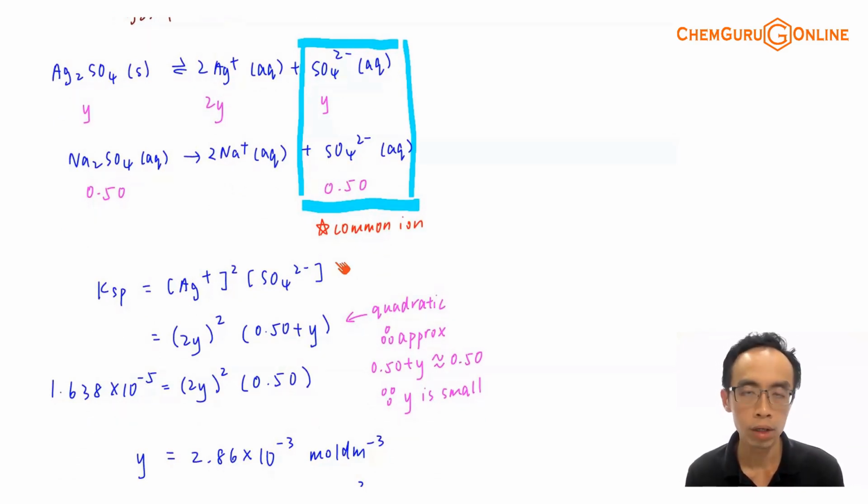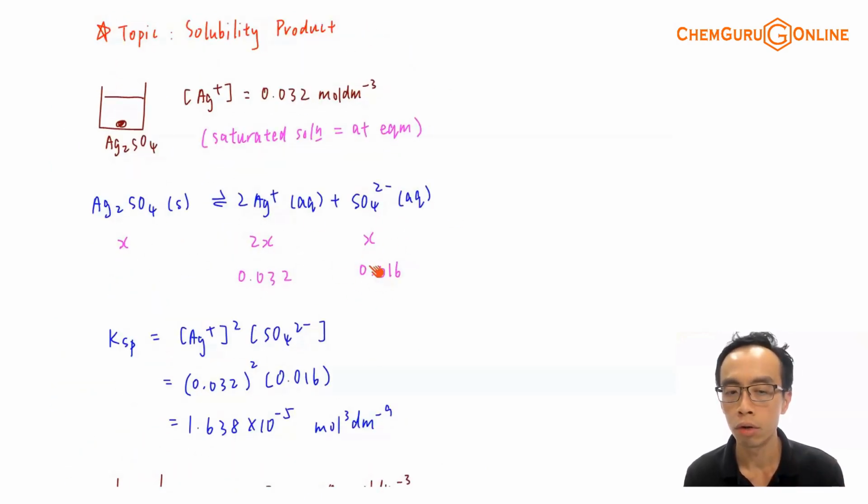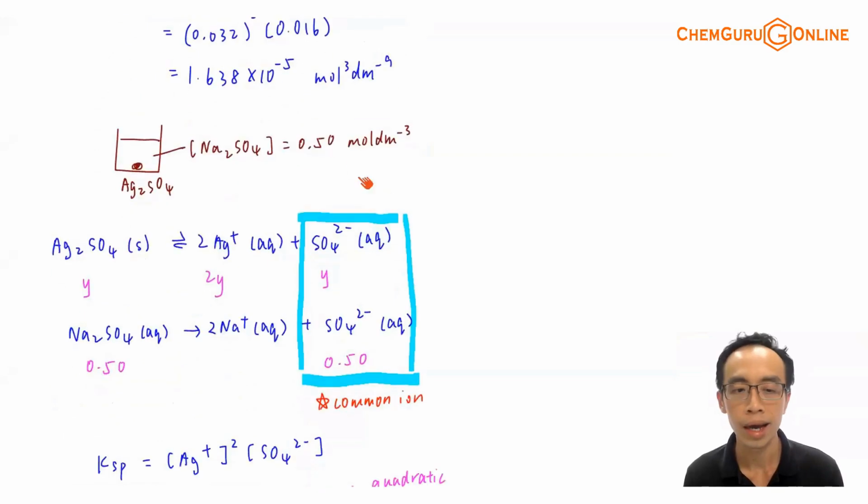Since I have a common ion, I know that the solubility of a sparingly soluble salt will be suppressed, and we will expect the value for y to be smaller than what we have calculated previously, or what is given previously, 0.016. Correct? The concept has to be there.